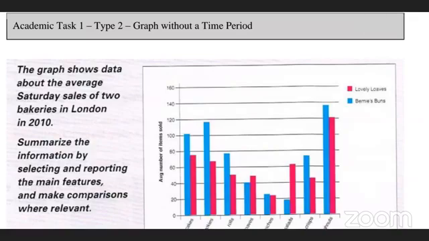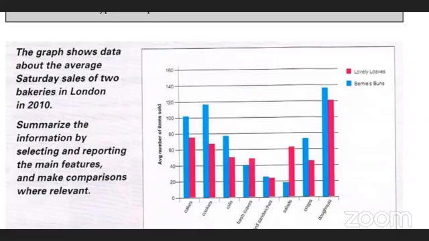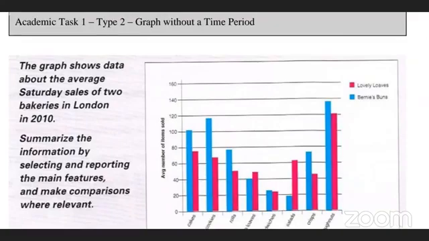Sir, in this paragraph, we can see a graph which indicates the vertical line and the horizontal line. The vertical line indicates the number of items sold, and in this question we have to write about the comparison between Lovely Loaves and Bernie Buns.